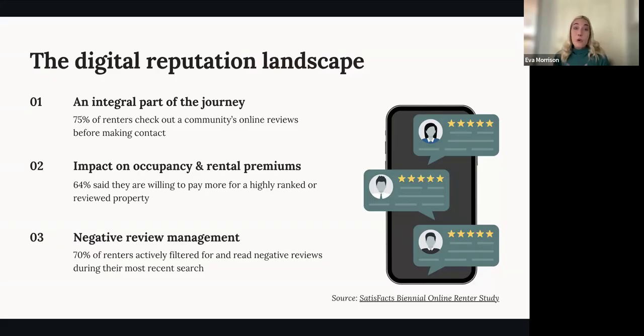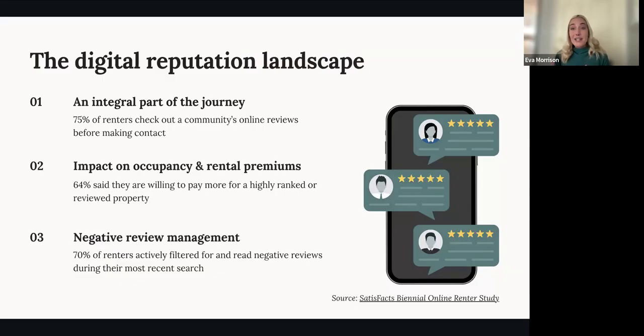now than ever, it's important that we have a really good grasp on what this reputation is, how people are going through this search process. And we know that they're going to use these online reviews as part of that journey. We also know that it has a huge impact on occupancy and rental premiums. So 64% of people said they're willing to pay more for a highly ranked or reviewed property. So these reviews have a huge impact on our bottom line and our ability to price and be competitive in the market. And so really understanding what folks are saying about our communities can impact how we price and what the bottom line is. And we know that negative review management is super, super important.